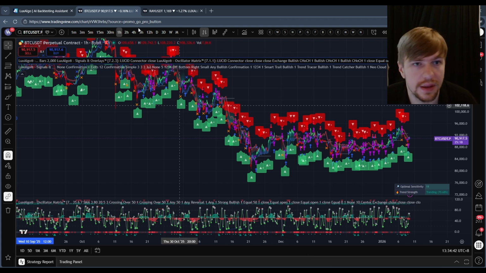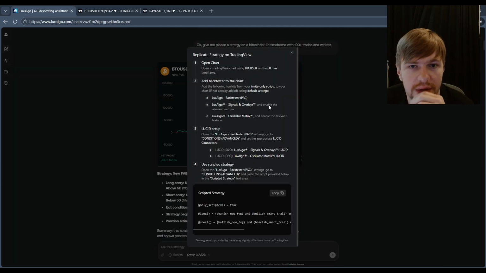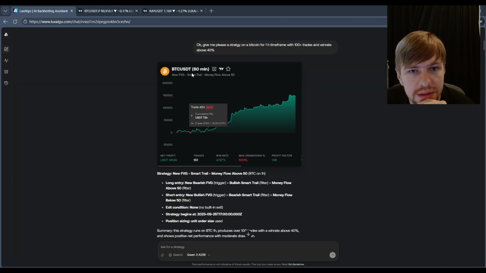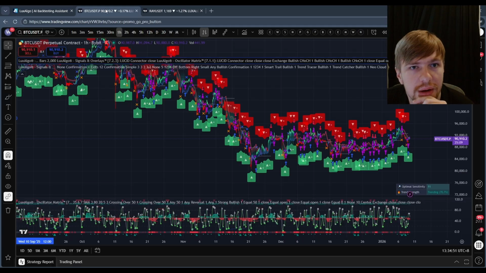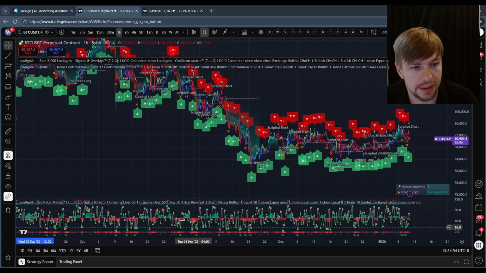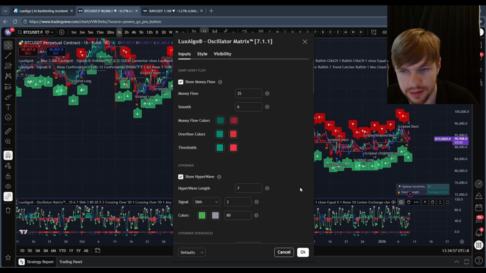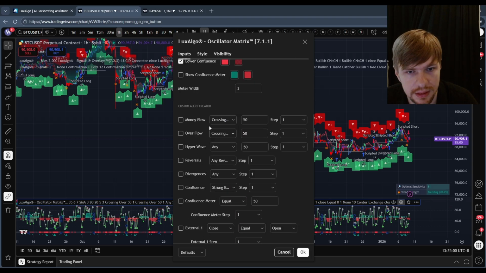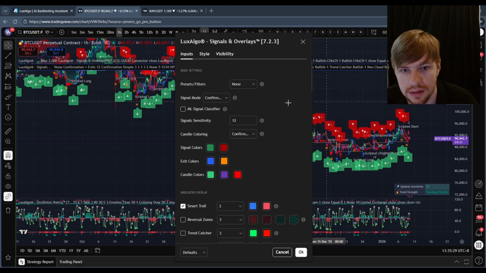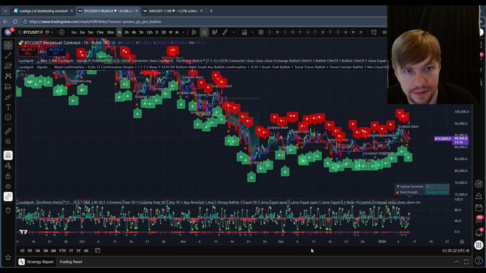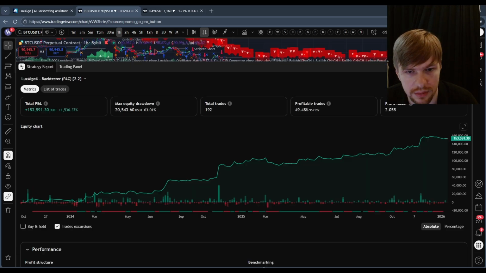Okay. Now let's check out the features we have to enable. We have to enable smart trail and money flow above 50. It's inside the oscillator matrix: money flow is greater than 50. Smart trail, yes, we have smart trail. So we have to add this strategy.